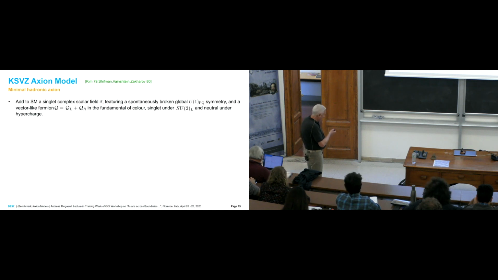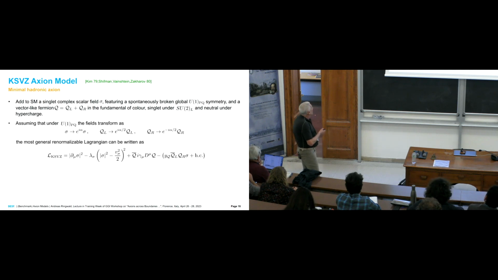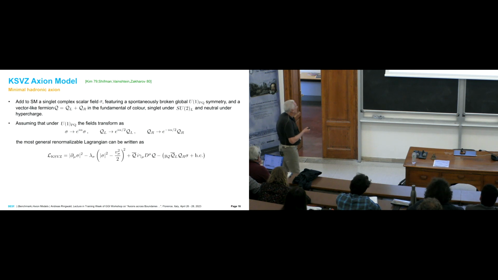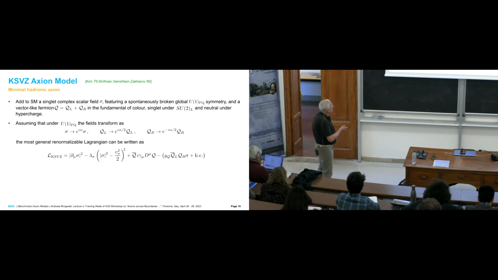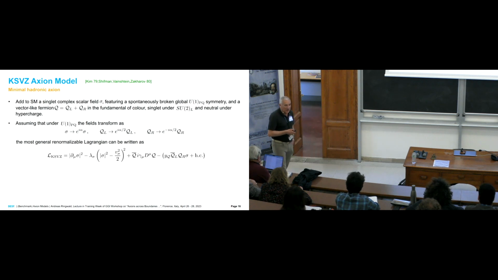So the Peccei-Quinn symmetry was realized as follows. One assumes that under U(1) Peccei-Quinn, these new fields transform. So the sigma had, so to say, a Peccei-Quinn charge equal to 1. It transforms under this U(1) as e^{iα} sigma. The left-handed part of this colored fermion had a Peccei-Quinn charge 1/2, and the right-handed of -1/2. So it was a chiral Peccei-Quinn charge assignment.